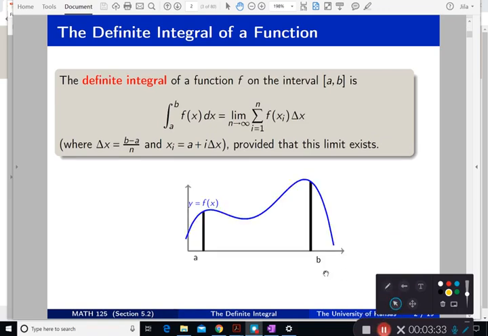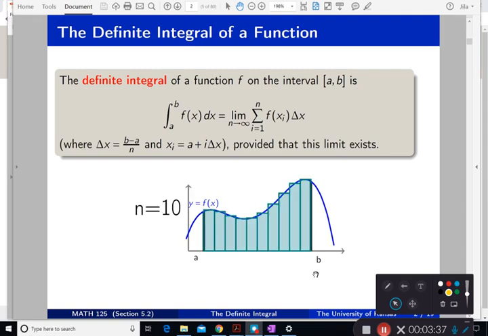Okay, so this is a presentation of that. Let's say you have n equal to 5, so you break the interval into 5 pieces. What is delta x? Delta x is b minus a divided by 5. And then every one of these, f of xi delta x, is the area of one of these rectangles.